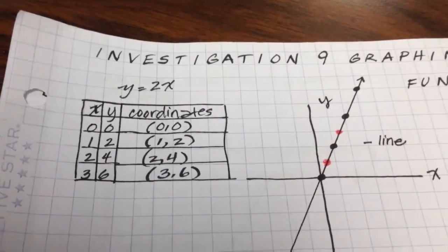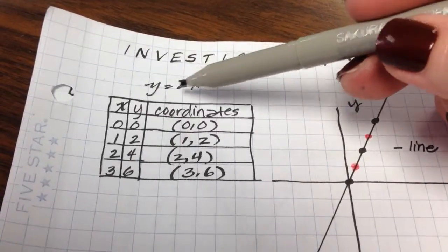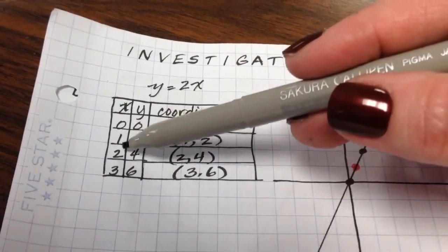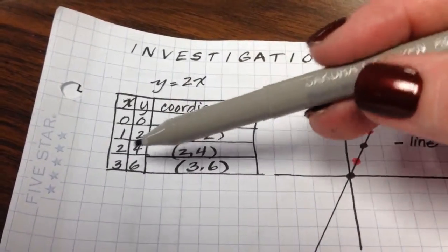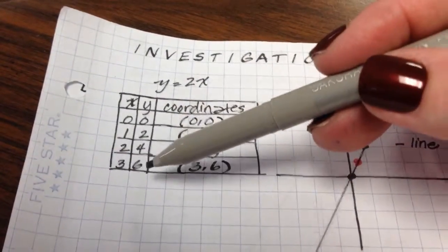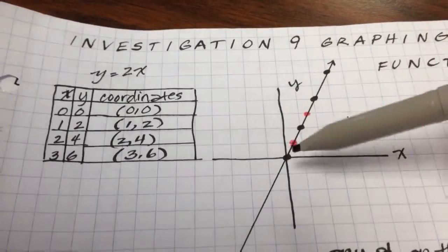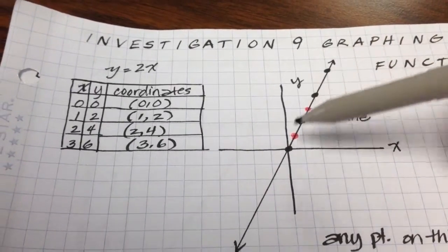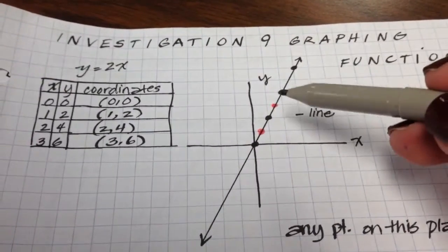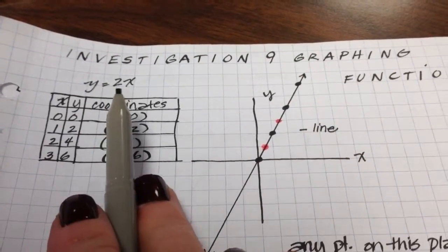Alright, so the first one says y equals 2x. Well, that's pretty easy. If x is 0, then 2 times 0 would be 0. If x is 1, then 2 times 1 would be 2. If x is 2, then 2 times 2 would be 4. If x is 3, then 3 times 2 would be 6. Easy. These, as you know, are your coordinates. So you make a coordinate graph, and you graph them, and you draw a line. And now every single point on this line will follow this rule.